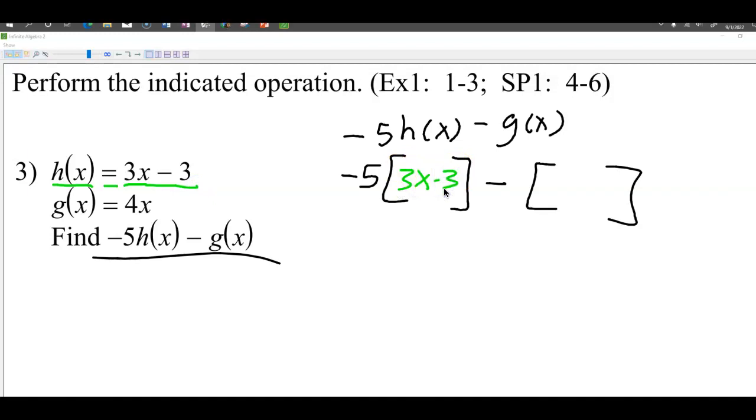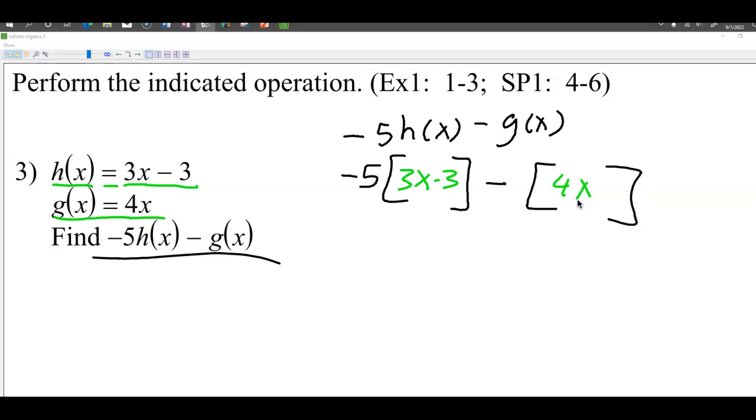What am I going to replace the g of x with? What is g of x equal? That's it. See, g of x equals 4x, and then so just 4x. So you're looking in the right spot. You're just not sure when to stop, but that's it. All right, so there we go.